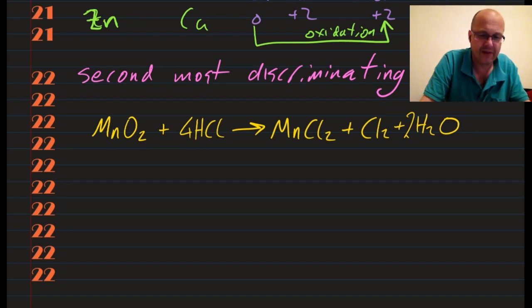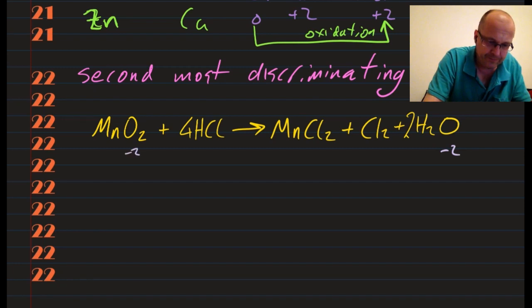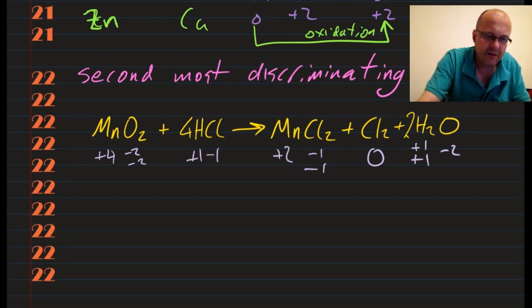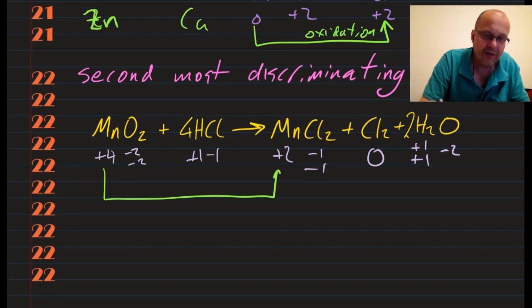Okay, oxidizing agent. So oxygen's -2 in a compound, which means the manganese has to be +4, and the hydrogen's +1 in a compound. All elements are 0. Hydrogen's +1 in a compound, which leaves chlorine as -1 probably, unless you know any better. So I want to know the oxidized and reduced species. So let's just say that goes to that. The oxidation state's going down, so that's reduction. If that's reduction, then this is the oxidizing agent.